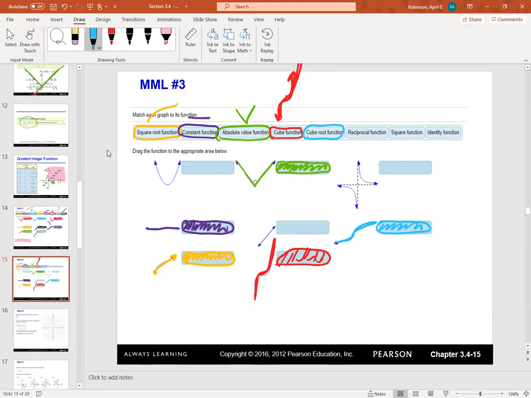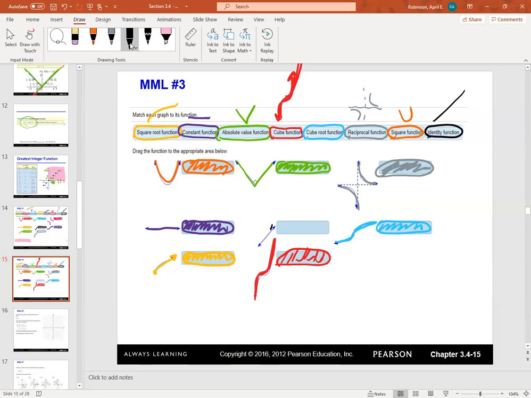And then what else we got here? We got the reciprocal function. The reciprocal function is the one that looks like this, you know, on the opposite sides. That's this one here. It's a reciprocal. And then we've got the square function, that's my parabola, which is right here. And last but not least is the identity function. So I'll just use black on that. Identity, and that's just that main diagonal right here. It's this one. So there's a couple of those.